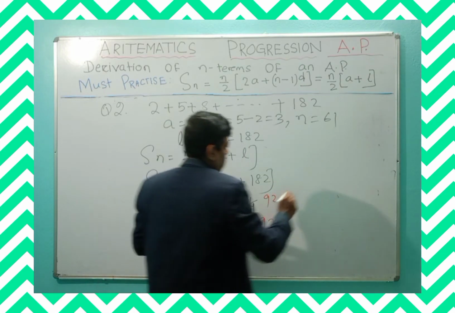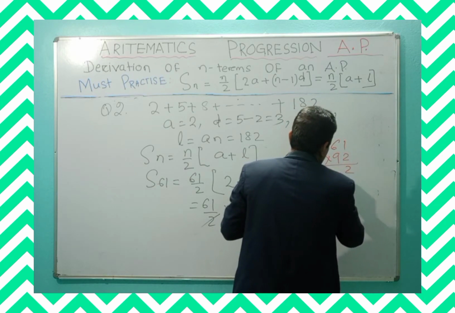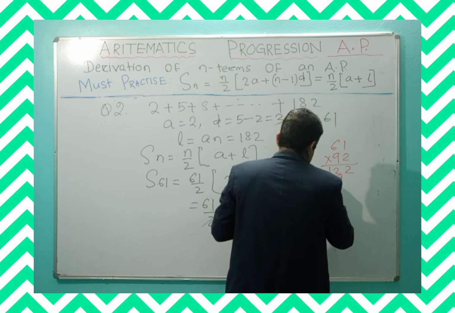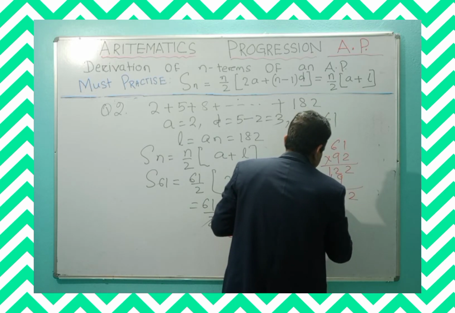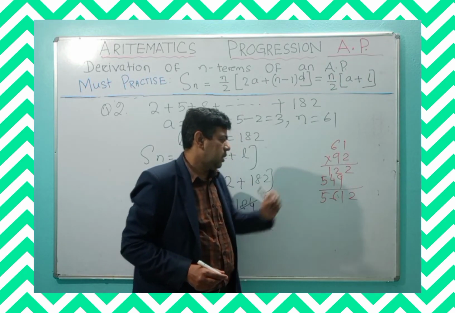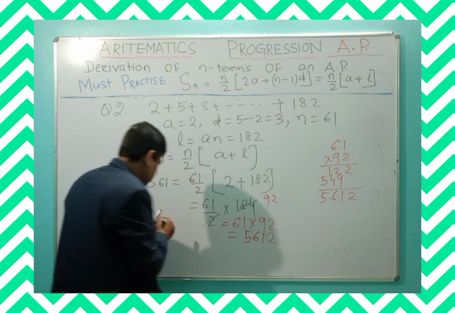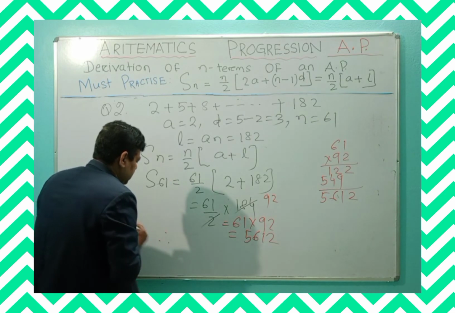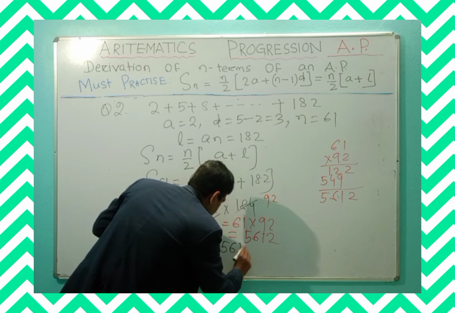If you multiply 61 by 92, let us use rough work. 2 1s are 2, 2 6s are 12, 9 1s are 9, 9 6s are 54, right? 2 plus 9 is 11, carry 1, it is 6, here 5, and so 5612. Hence we got S61, the sum of the 61 terms of the AP, is 5612.